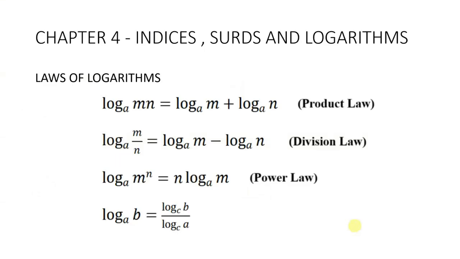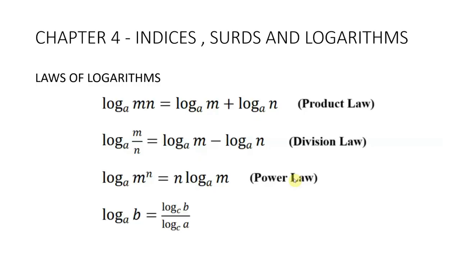Then we move on to Chapter 4, Indices, Surds and Logarithms, where we have 4 laws of logarithms to prove or verify, which are the product law, division law or quotient law, the third one is the power law, and the last one is the change of base formula. For the first three, the product law, division law, and power law, the initial step, the way we start our derivation, is similar. So that is the part where you need to memorize.